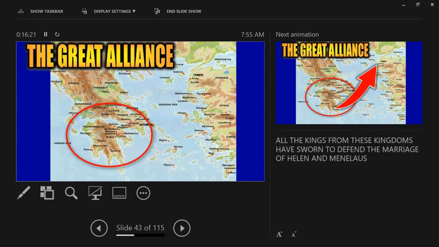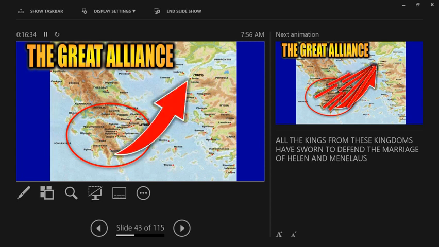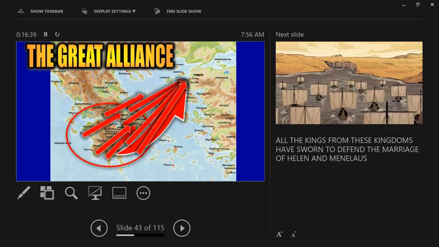Now, do you remember that great alliance? All the kings are going to honor the marriage of Helen and Menelaus. So Menelaus plans to go to Troy and get Helen back. That means everybody else has to go to Troy and get Helen back. And a lot of people say that Helen is the face that could launch 1,000 ships. These are the 1,000 ships that they're talking about. All these armies are going to go because of Helen.